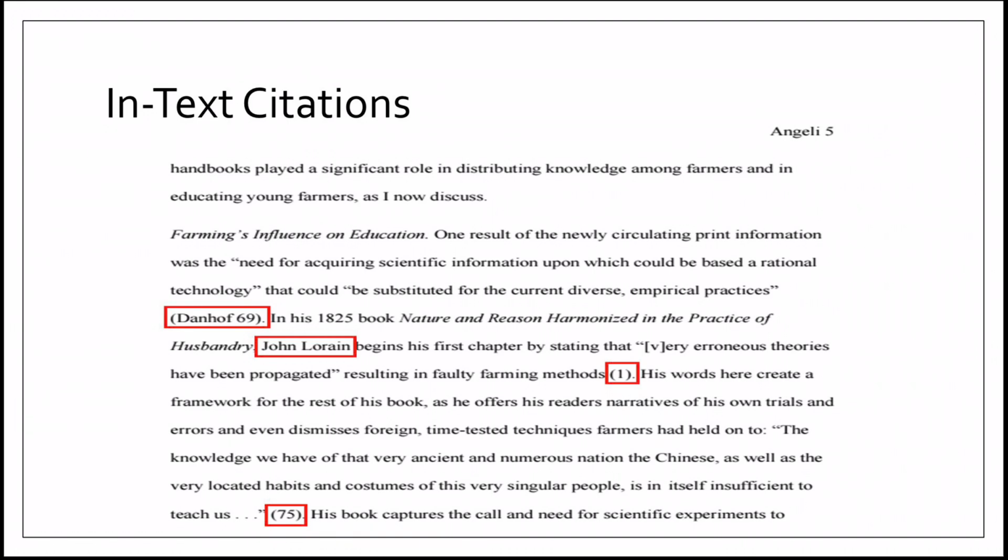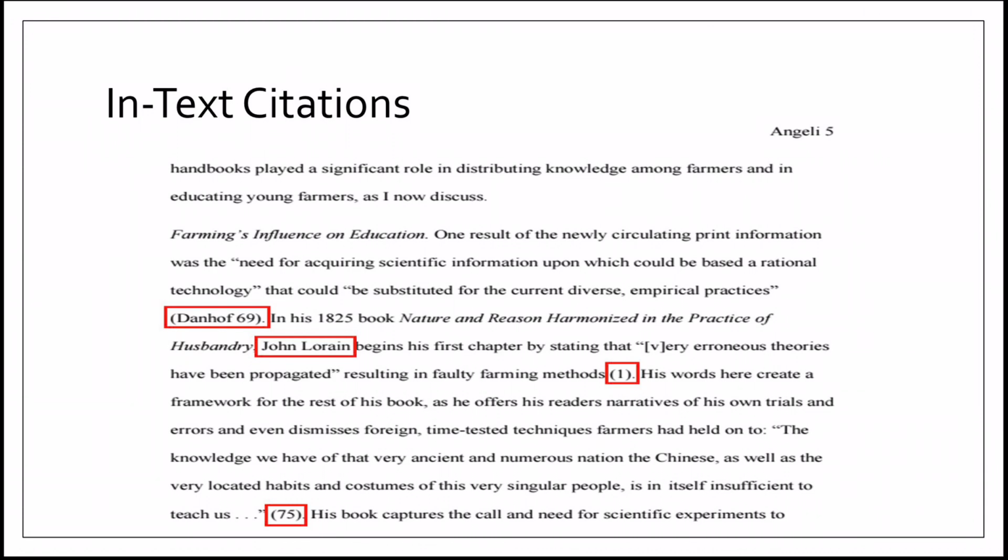Now when we jump down to this next one, you're going to see this John Lorraine. The difference in here is that in the previous sentence, we didn't identify this Danhoff person, so we just put this Danhoff person's last name in the parenthetical citation. In this next one, this is an 1825 book, Nature of Reason, blah, blah, blah, Practice of Husbandry, blah, blah, blah. We identified that the author of it was John Lorraine, and so we don't need to put that person's name in the parenthetical citation that comes at the end of the sentence. Okay, so we know that on page 1 of this John Lorraine's book, we're going to find this partial quote that we see here.